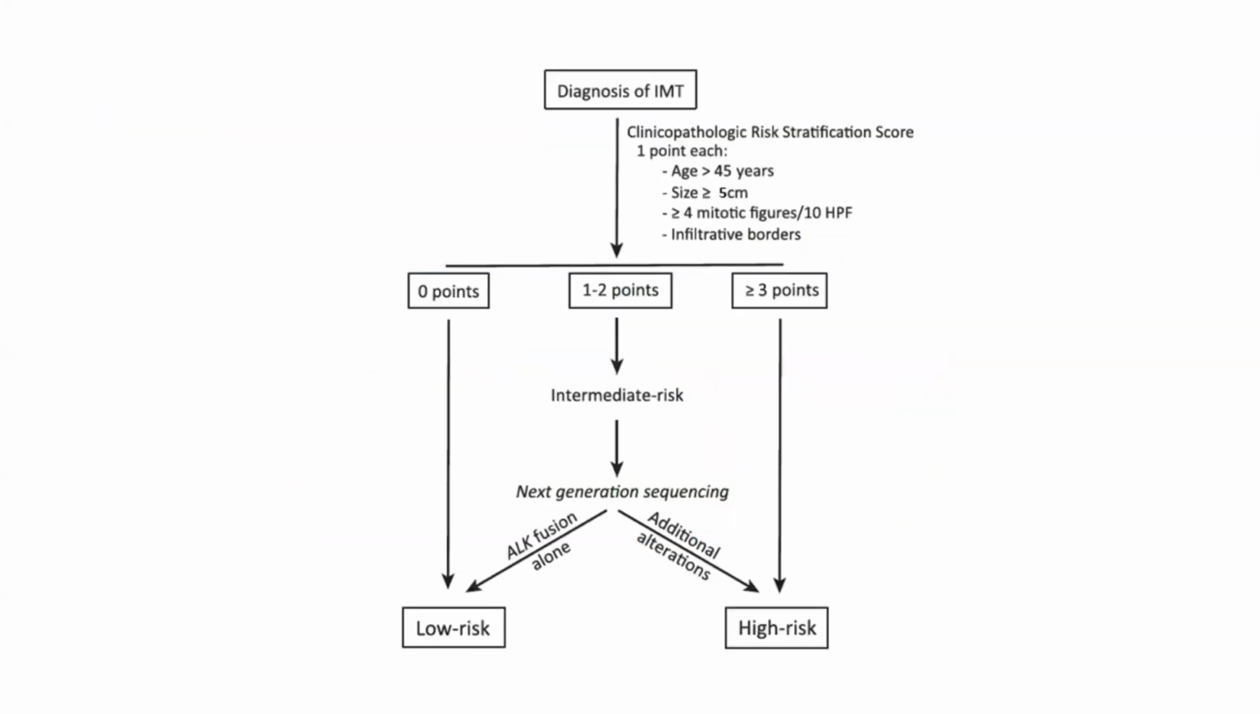Overall, a 2-step risk stratification model is proposed for predicting clinical behavior. As mentioned before, 0 is low risk and 3 or more is high risk. But for the intermediate risk IMTs, molecular testing is advised. And if only an ALK fusion is identified, the tumor is low risk. And if additional alterations are seen, the tumor is high risk.